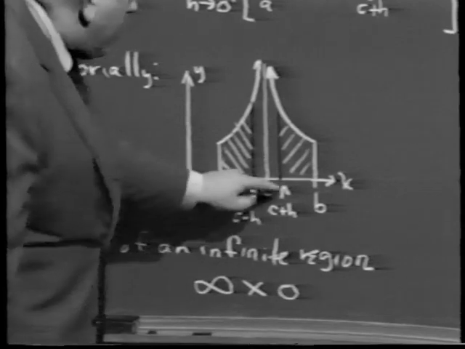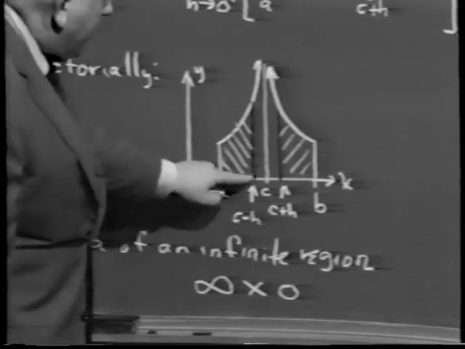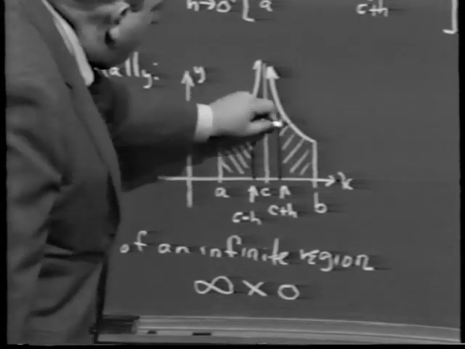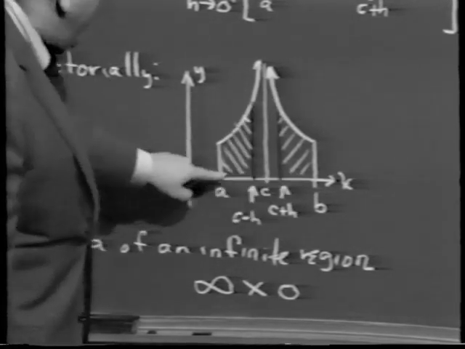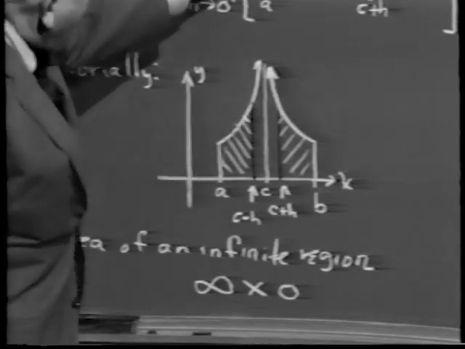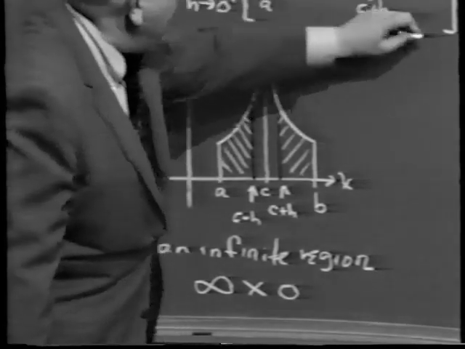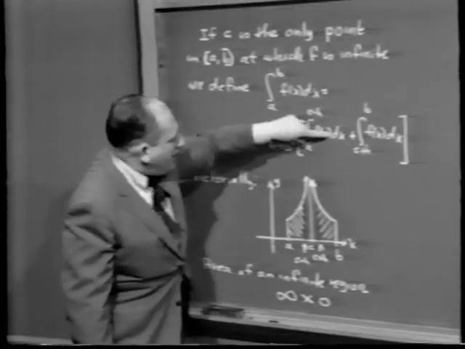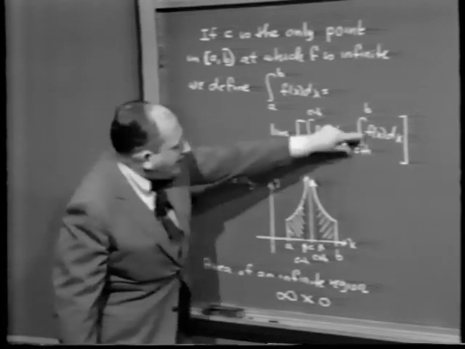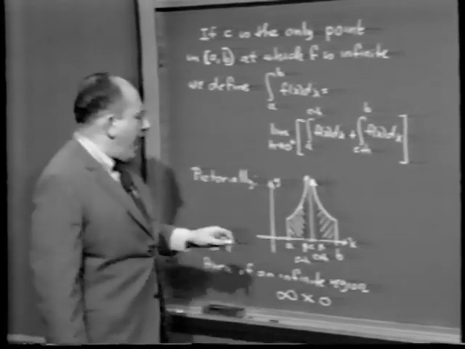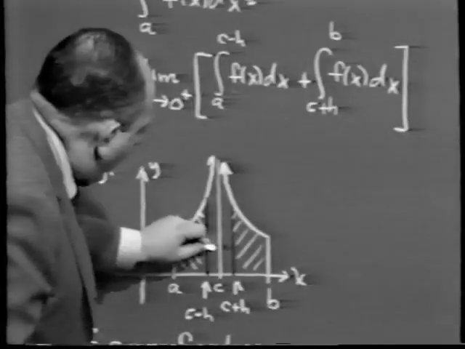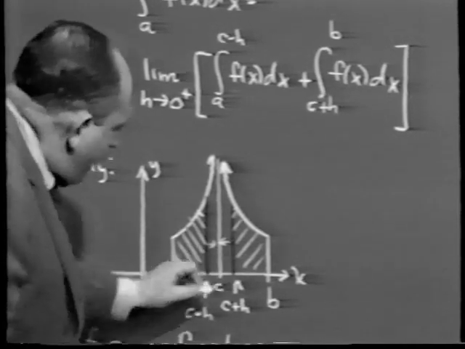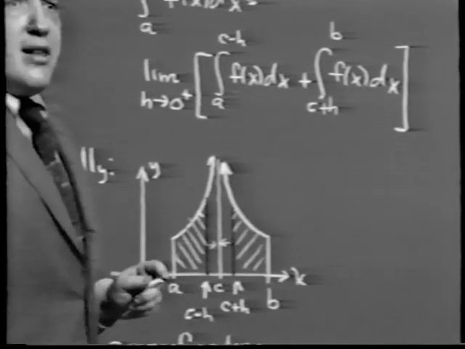What we do is we pick a positive number h and mark off the interval c minus h to c plus h surrounding c. We then compute the area of this shaded region. That's exactly what's inside the brackets over here. You see, notice that this sum is what? It's the sum of two integrals, one of which names this area, and the other of which names this area. And what we say is, let's put the squeeze on and see what limiting value this area approaches as we squeeze all the space out around c.